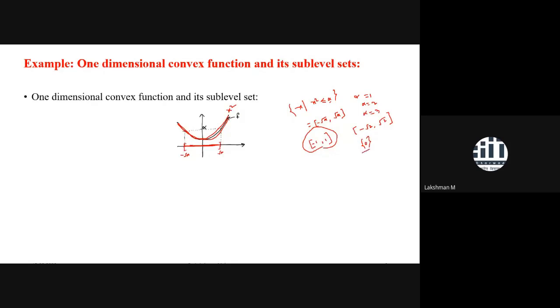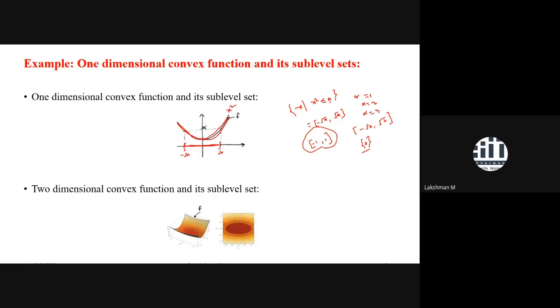If you take alpha equal to 3, likewise, you will get a variety of sublevel sets for this function, and you can check that. So convexity implies your sublevel set will always be a convex set. Now for a two-dimensional convex function, take a quadratic function like x square plus y square, and for this function, this is the surface plot.